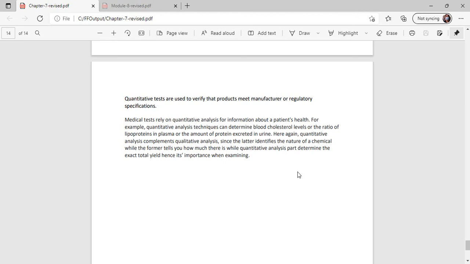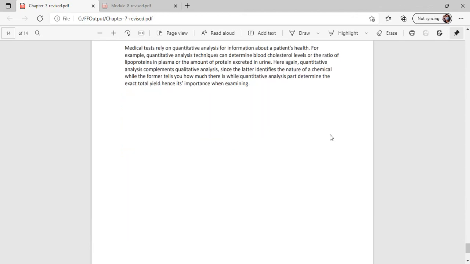Here again, your quantitative analysis, the measurement of the exact amount, complements your qualitative analysis, which is more on the presence or detecting if the analyte is available or not. The latter identifies the nature of your chemical, while the former tells you how much there is, while quantitative analysis determines the exact total yield. Hence, it is important when examining.